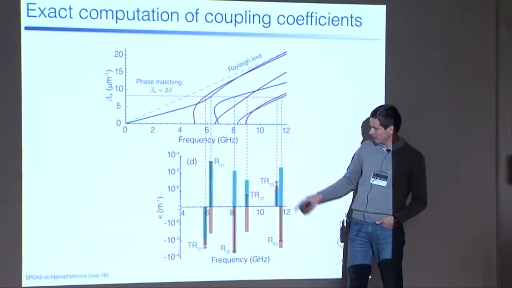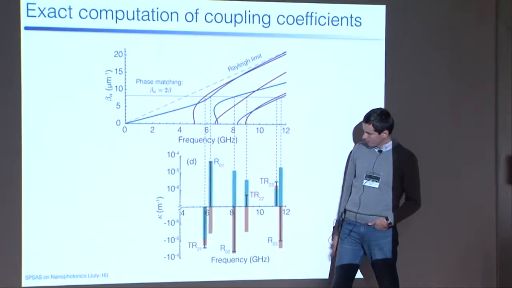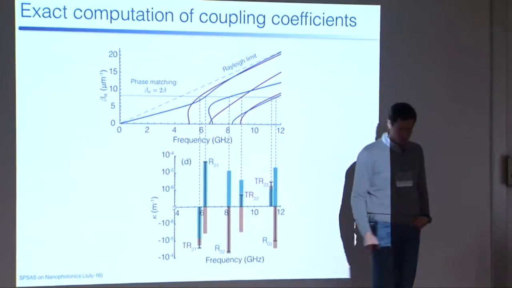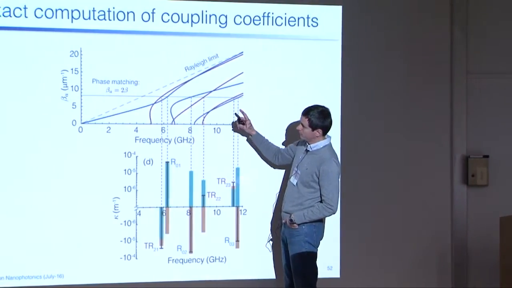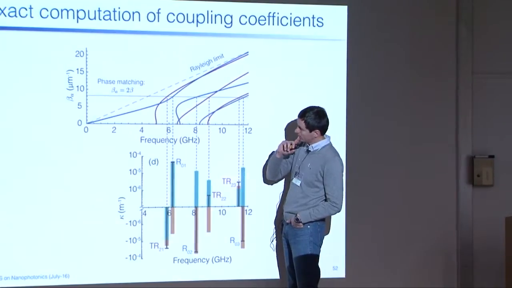And then the black is the total. But for this one, yes, there is a cancellation. And there could be a cancellation. Now, notice that for this particular diameter, and I believe this is 1 micron.